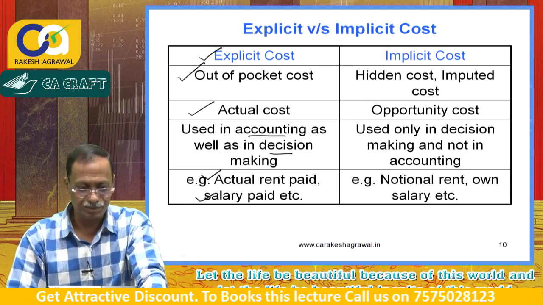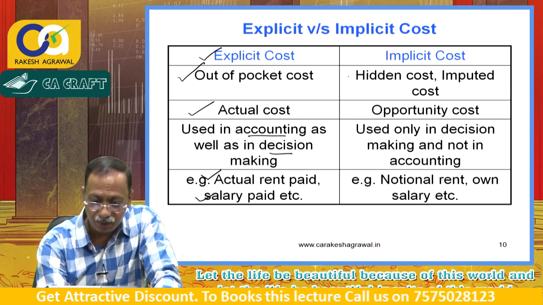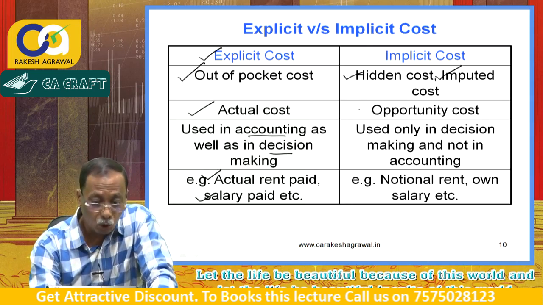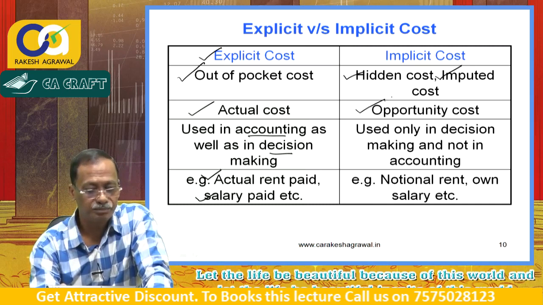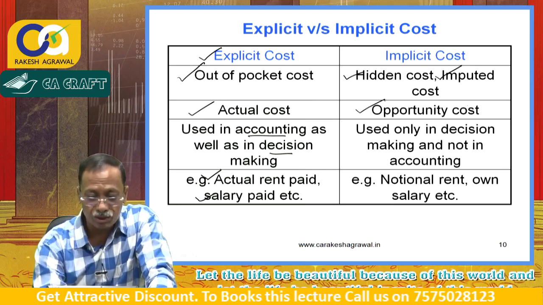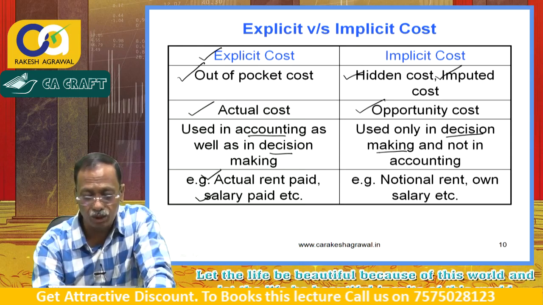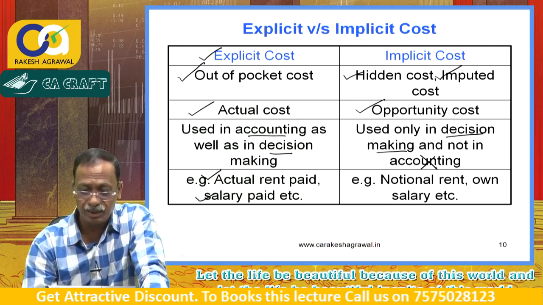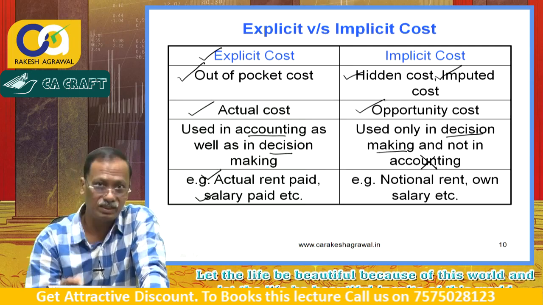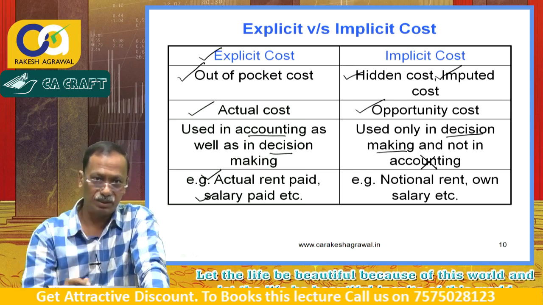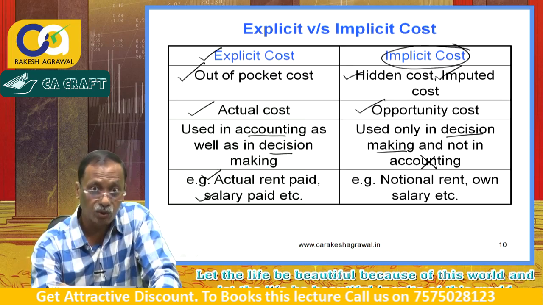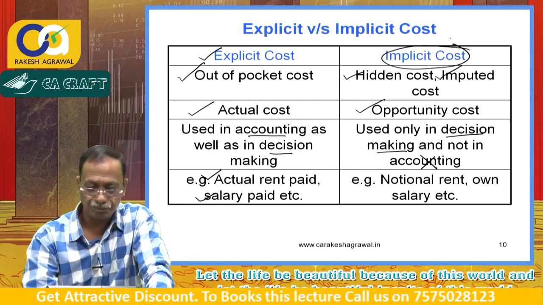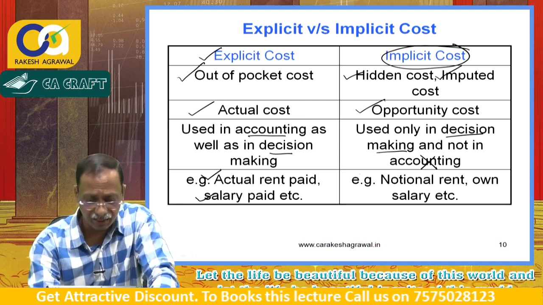Now what is implicit cost and how is it different? Implicit cost is a hidden cost, also known as imputed cost, also known as opportunity cost. Please remember, implicit cost is used only in decision making, not used in accounting. See, explicit cost was used in accounting as well as decision making. Implicit cost is used only in decision making. And our CA final main syllabus is decision making. So we will be using this cost also in decision making, in addition to explicit cost. Some examples are given which I will further explain.